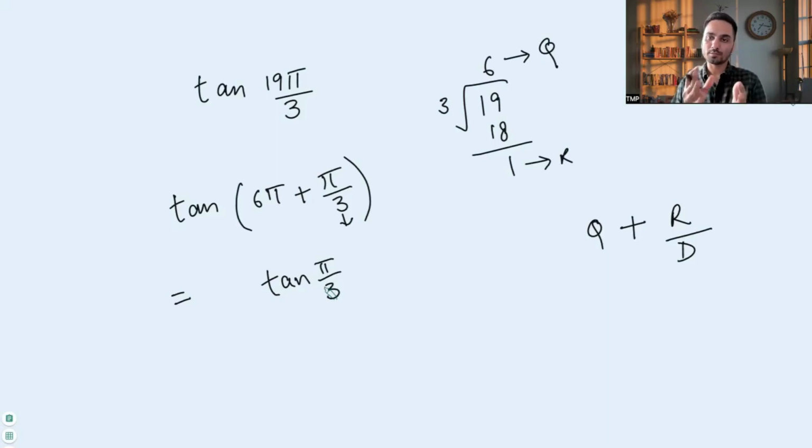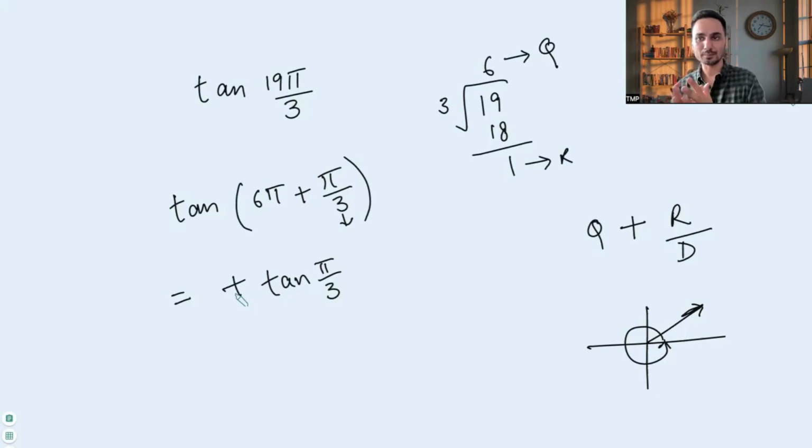Now we need to decide a positive or negative sign. So 6 pi means 6 half cycles. 6 half cycles is nothing but same as 3 full cycles, right? So 3 complete cycles. After completing the third cycle, you are going plus pi over 3. So you are going in, yes, you're right, you are going in first quadrant. And in first quadrant, all trigonometric ratios are positive. So we will use a positive sign.